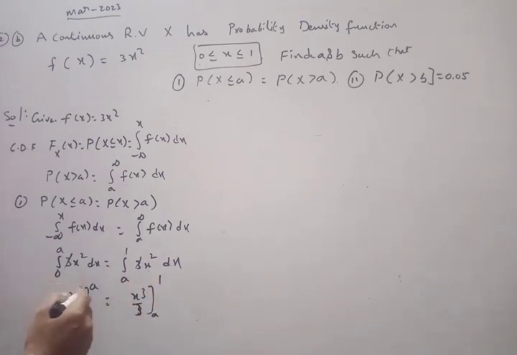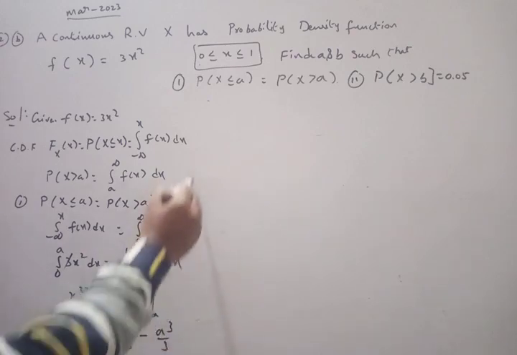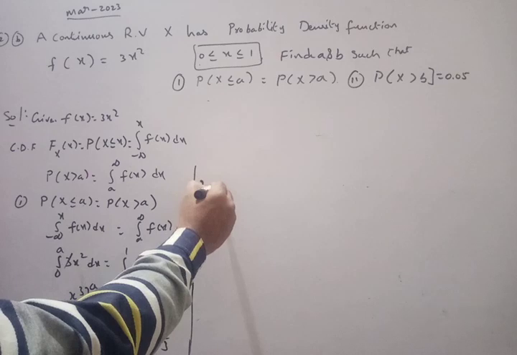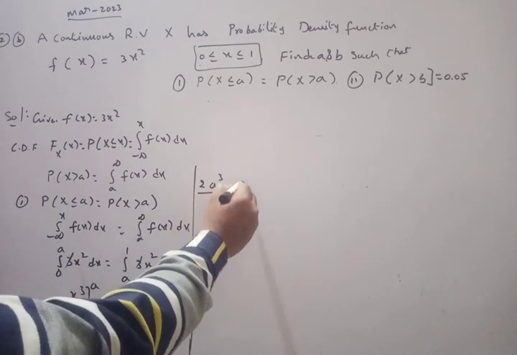So if I substitute the upper limit, I get a³ by 3. The lower limit is 0. Here if I substitute the upper limit, I get 1 by 3. The lower limit is minus a³ by 3. So take this a³ by 3 to that side. So what do I get here? a³ by 3 plus a³ by 3, 2a³ by 3 is equal to 1 by 3.